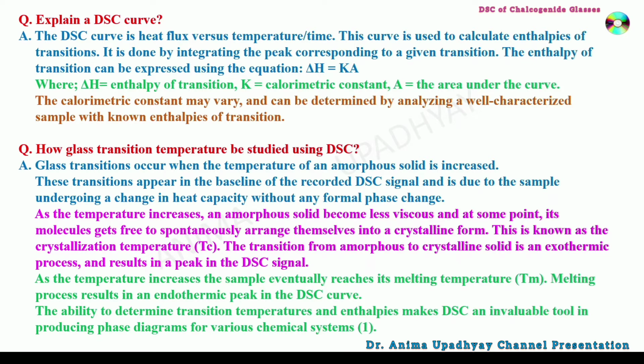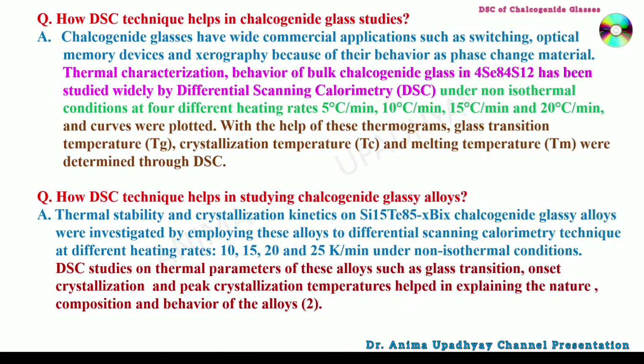As the temperature increases, the sample eventually reaches its melting temperature Tm. Melting process results in an endothermic peak in the DSC curve. The ability to determine transition temperatures and enthalpies makes DSC an invaluable tool in producing phase diagrams for various chemical systems. How does DSC technique help in chalcogenide glass studies? Chalcogenide glasses have wide commercial applications such as switching, optical memory devices, and xerography because of their behavior as phase change material.